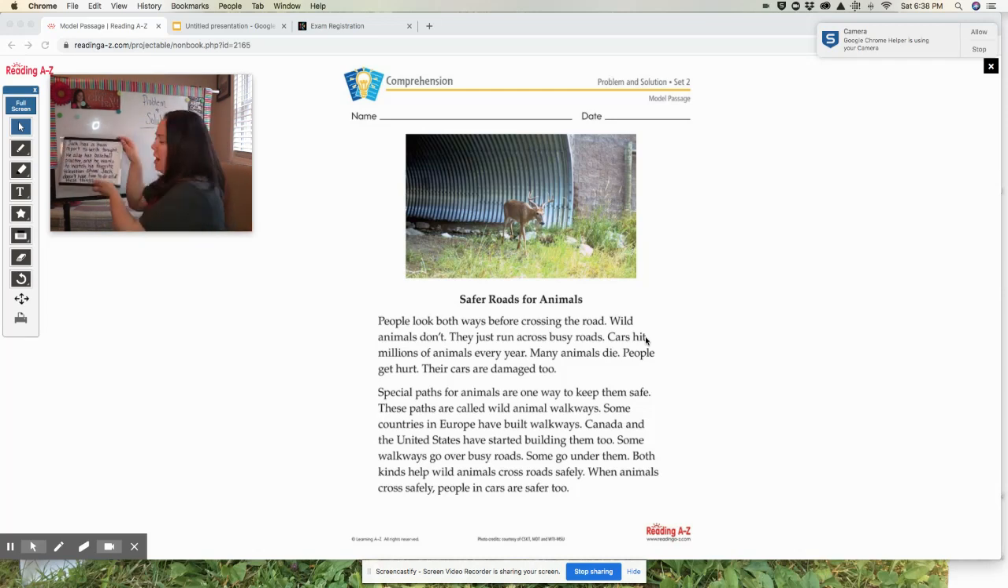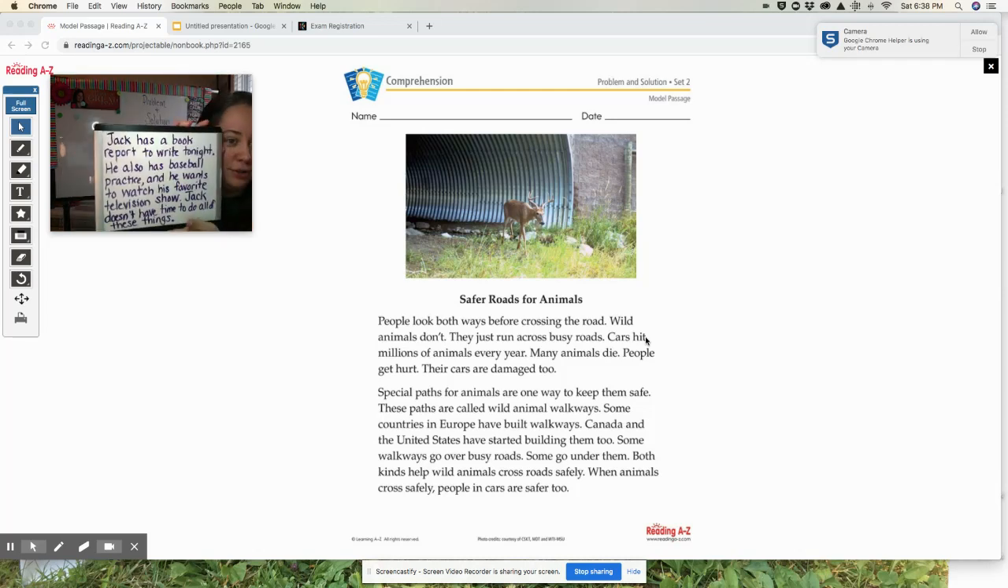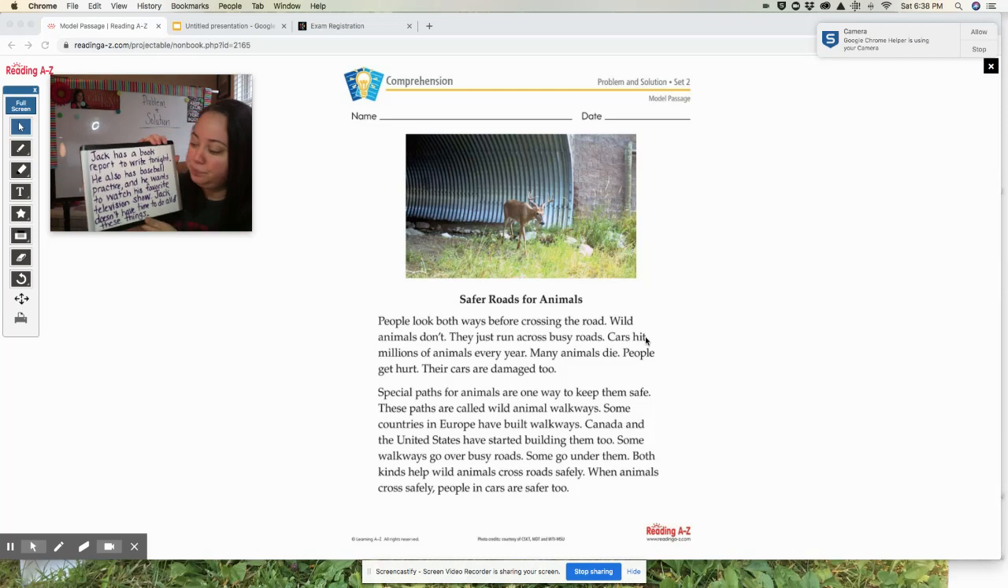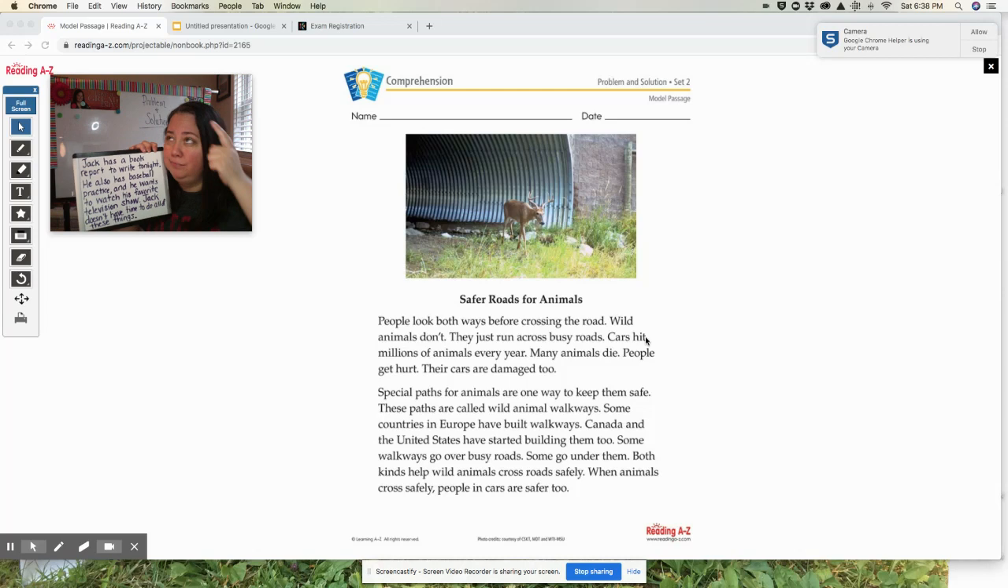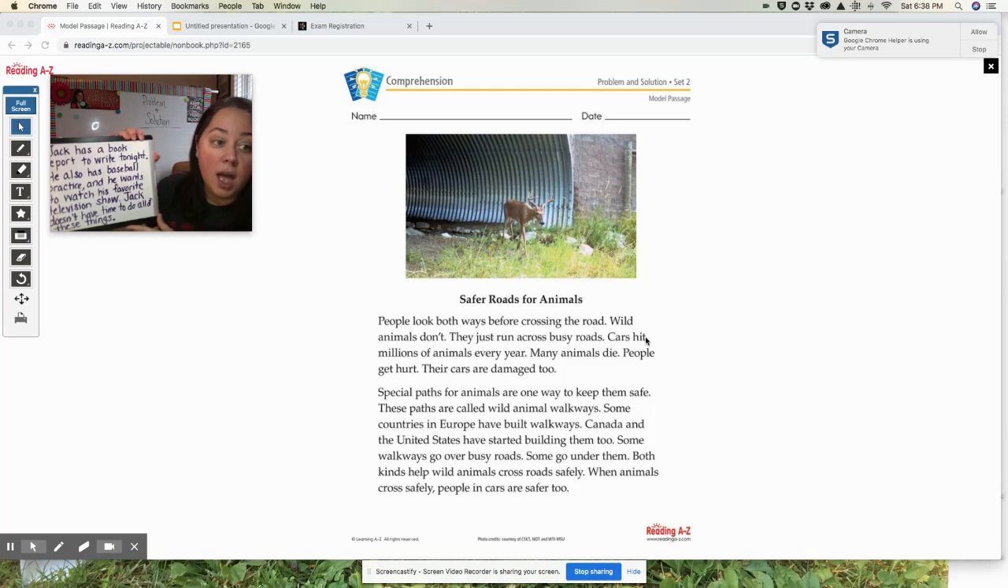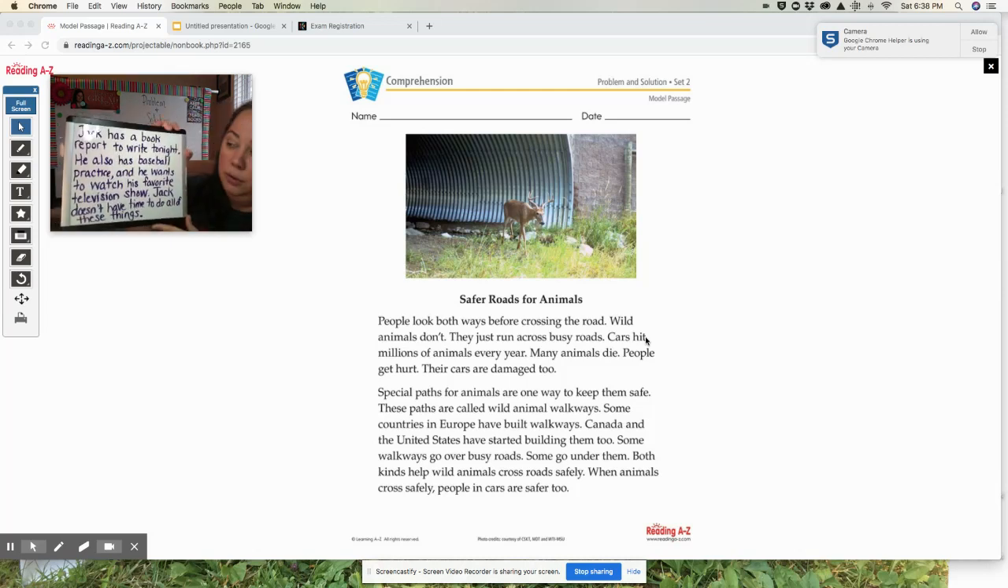So first thing is first, I want you to take a look up here. I wrote a quick little scenario down on my whiteboard here. And as I'm reading it to you, I want you to think to yourself, I wonder what the problem is. So listen, and you can read along with me too. Jack has a book report to write tonight. He also has baseball practice and he wants to watch his favorite television show. Jack doesn't have time to do all of these things.